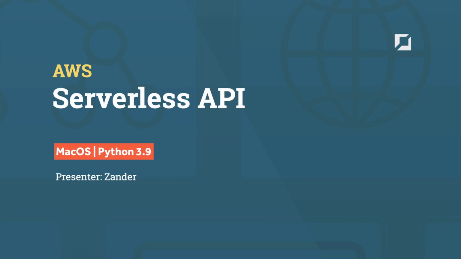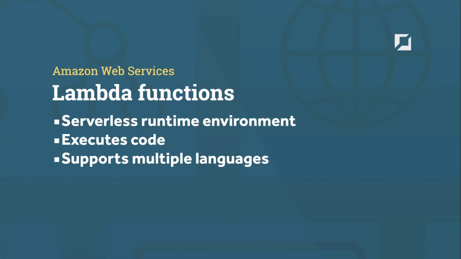In this tutorial, we are going to explore the use of serverless architecture and build a REST API using Amazon's serverless infrastructure. In order to build our REST API in this tutorial, Amazon provides us what is known as Lambda Functions, which are essentially just serverless runtime environments where we can execute code.